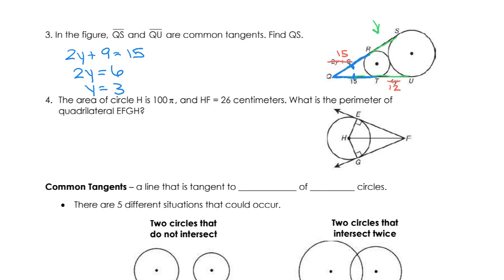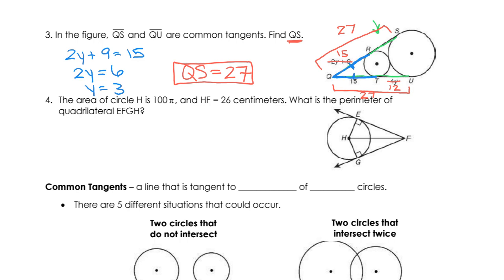And again, they want to know the whole length of our line segment here, QS. Well, QS is going to have the same length as QU, and if QU has a length of 27, then QS is also going to have a length of 27. And so now we can say QS equals 27.